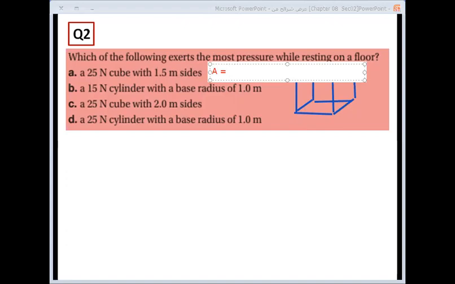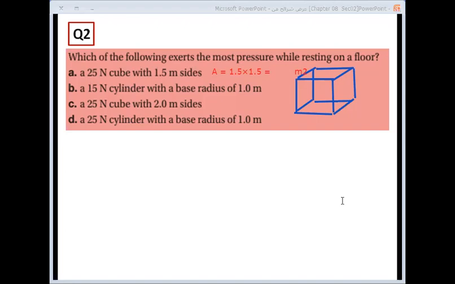No, the area of the square will be 1.5 times 1.5, sorry. So it equals blah, blah, blah, meter squared. So this is the area. Is it clear? Yes, Mr. It's clear. Hamza?